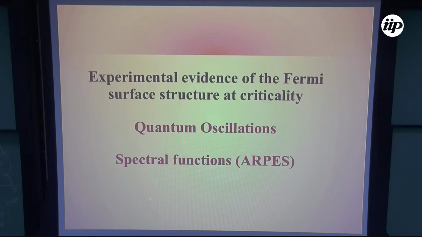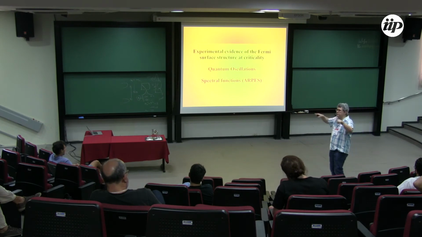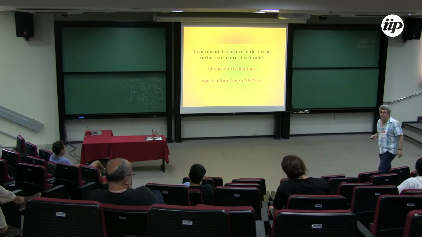And to the best of my knowledge, you have two techniques in order to see the Fermi surface. One is quantum oscillations, and the other is to look for spectral functions essentially in angle-resolved photoemission. And so let me talk a bit about what quantum oscillations are, and it's a very popular technique in order to reconstruct or to picture Fermi surface.